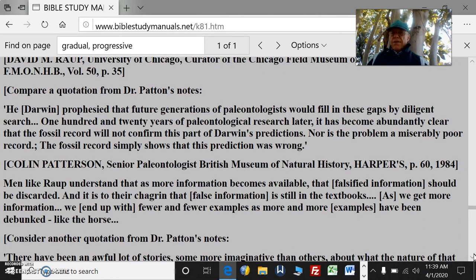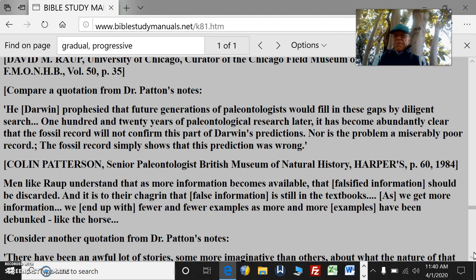Dr. Patton said, he, Darwin, prophesied that future generations of paleontologists would fill in these gaps by diligent search. 120 years of paleontological research later, it has become abundantly clear that the fossil record will not confirm this part of Darwin's predictions. Nor is the problem a miserably poor record. The fossil record simply shows that this prediction was wrong. It's not poor in the sense of supporting what you believe, but what is actually there, it's 100% accurate.